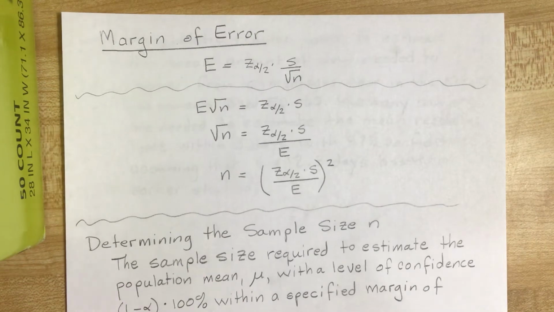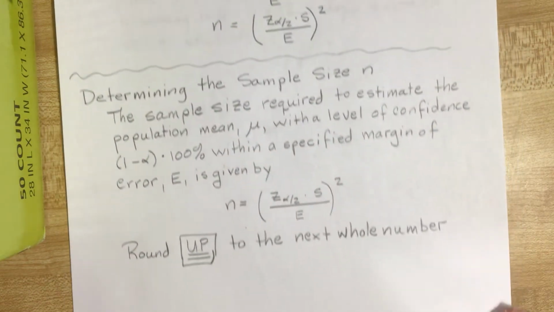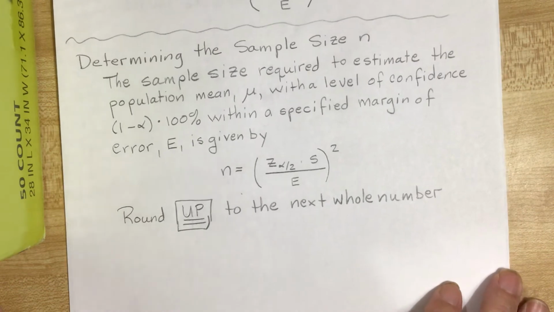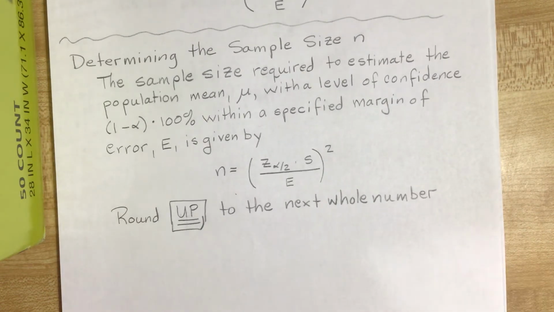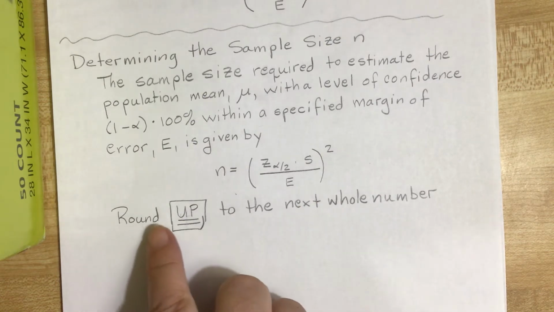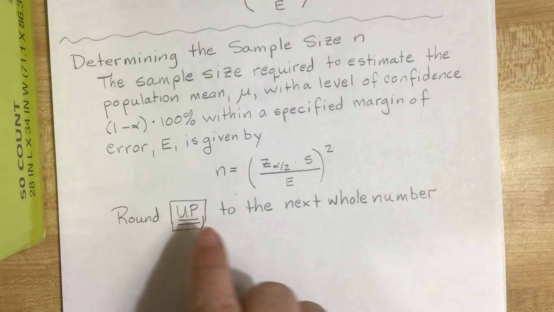So that leads me to the formula for finding n if I'm looking up a population mean. It says the sample size required to estimate the population mean mu with a level of confidence 1 minus alpha times 100% with a specified margin of error E is given by n equals z alpha over 2 times s, the sample standard deviation, divided by the error squared. And remember that you're going to round up to the next whole number.